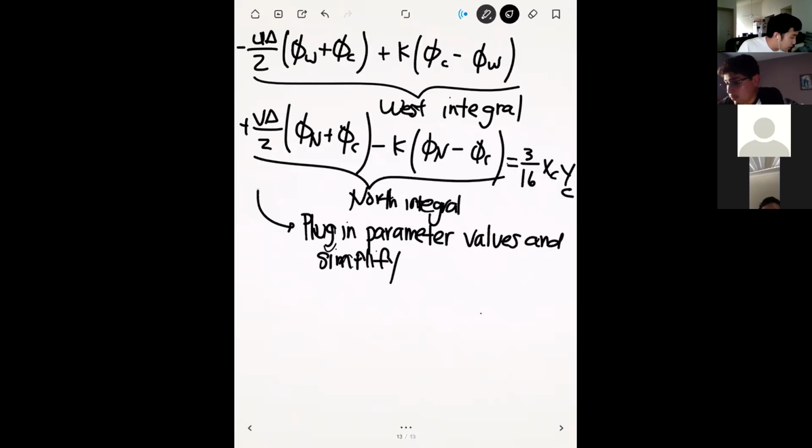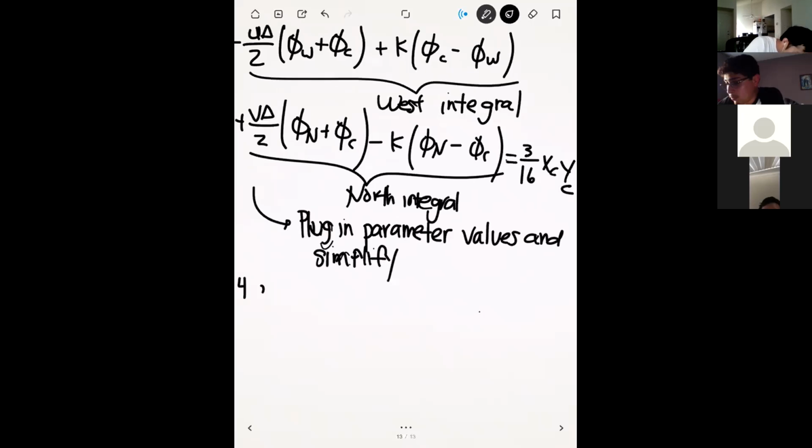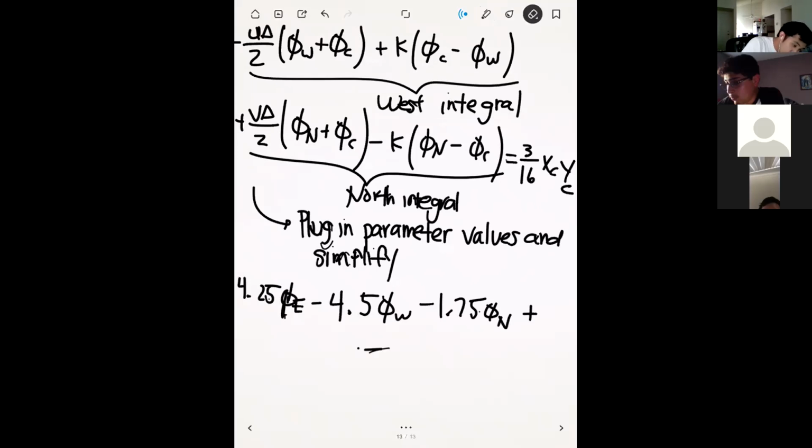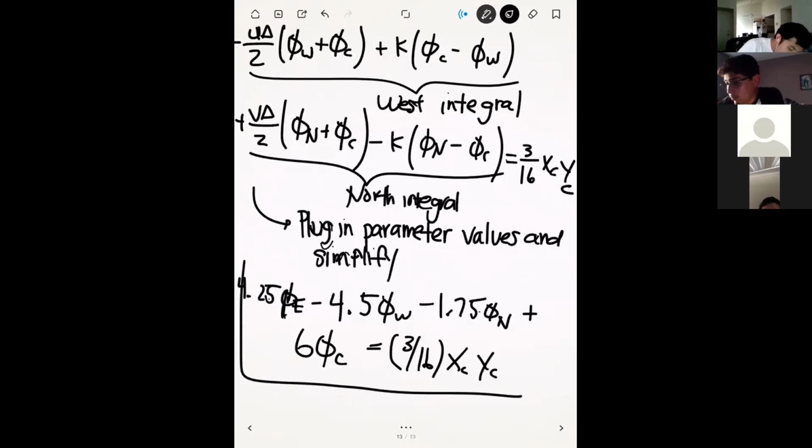So then if we do that, we end up with the following coefficients. We get 4.25 phi east, minus 4.5 phi west, minus 1.75 phi north. Notice we don't have a phi south because that was taken out by the south integral. Plus 6 phi sub c is equal to 3 over 16 x c y c. So that's the finite volume equation that we get from cells 2 and 3.